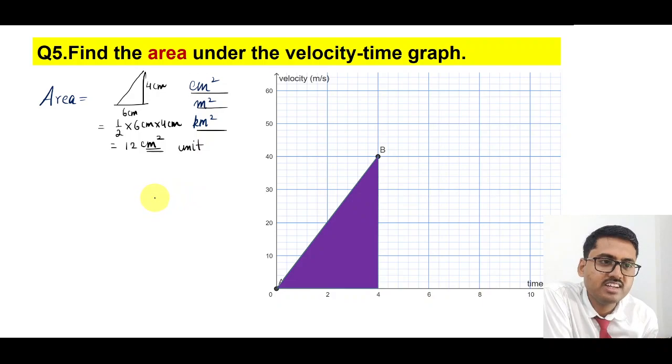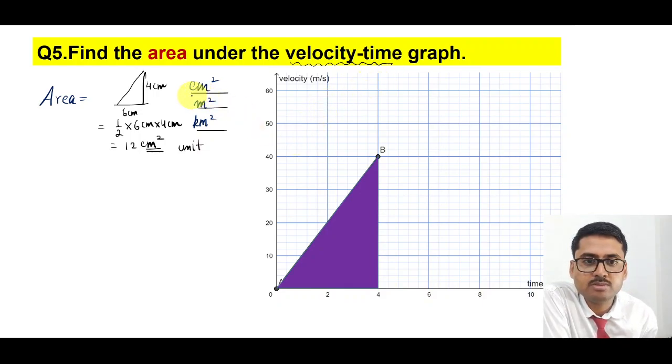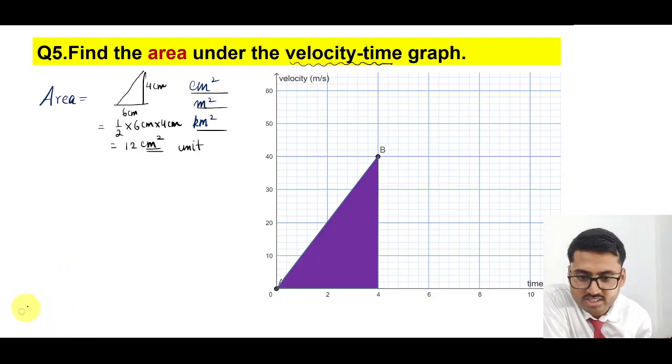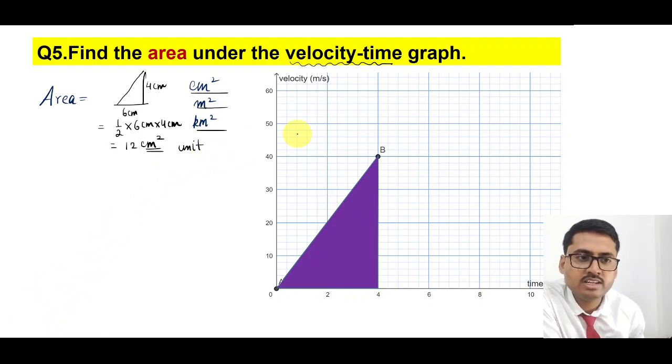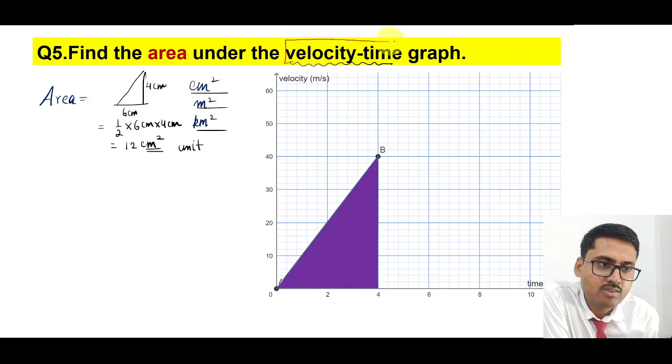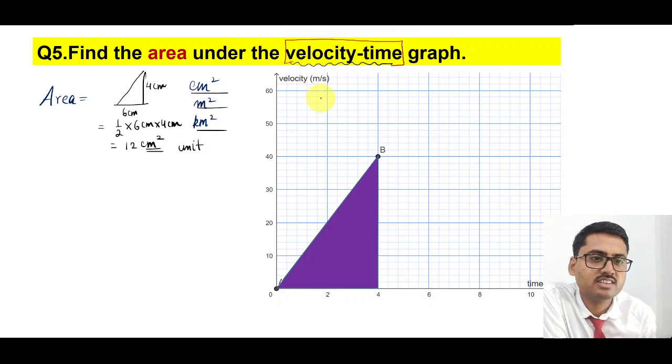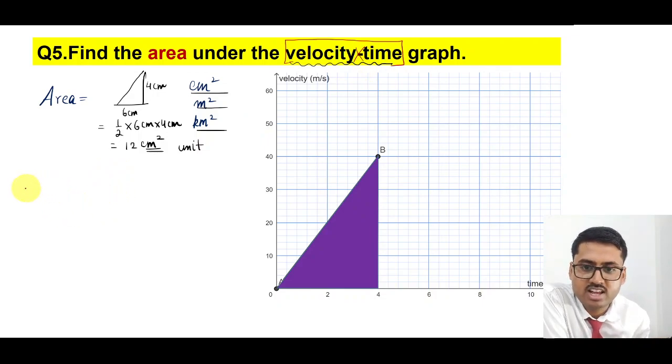However, in physics, for this velocity time graph, to your surprise, the area will not be centimeter square or meter square. We'll explore right now what it is going to be. So remember, in case of a velocity time graph, when we calculate area, what do we get? Velocity into time. Remember, when we multiply velocity into time, we actually get displacement. And for a velocity time graph, when we are calculating area, this area is going to give us the displacement of the object.